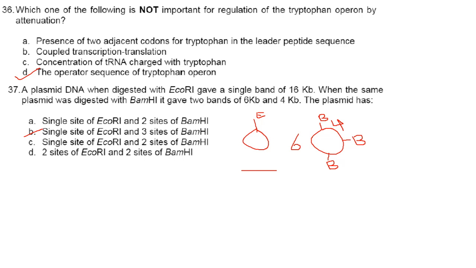These two 6 kb bands will be seen in the gel as a single band, because both the bands are 6 kb, whereas the 4 kb band will be separate. So you will get only 2 bands, but there is a third 6 kb also. Only then the plasmid size will come up to a total of 16 kb. Okay, so the answer is option B.